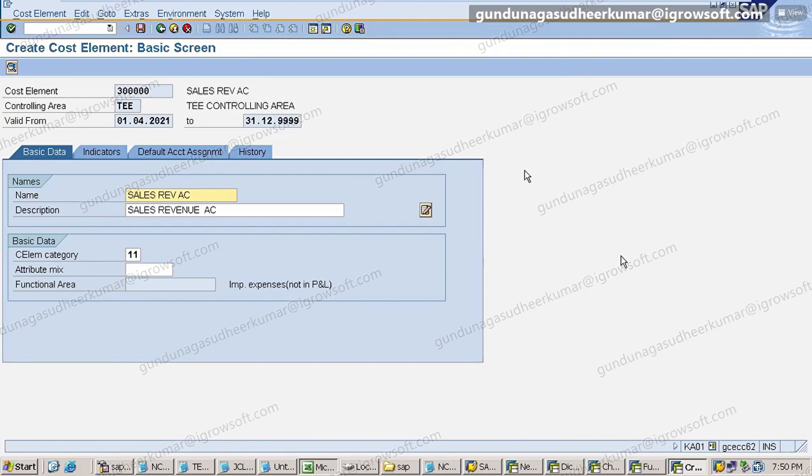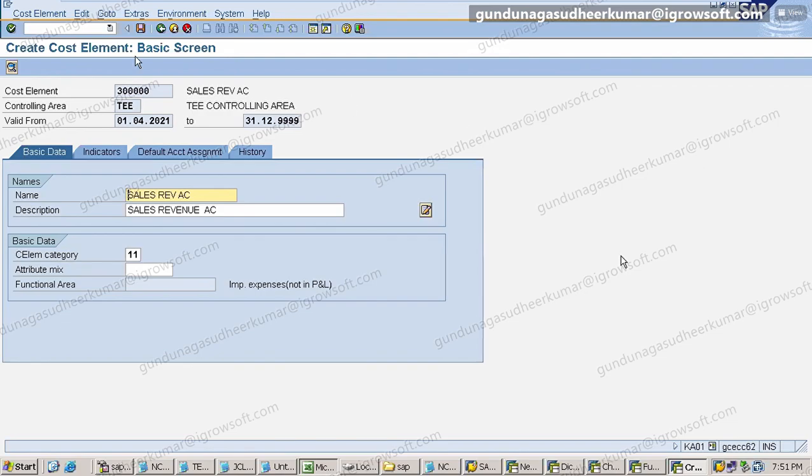Okay, so this is quite confusing actually. We see revenues also we are creating as a cost element. Correct or not? It is wrong, but you should understand that cost element does not mean only cost. Cost element is something that will take the transactions, the data from FI to CO. It is a carrier from FI to CO. So cost element does not mean only expense GL account. Cost element means revenue and expense GL account.